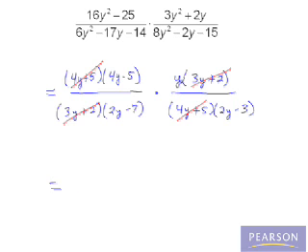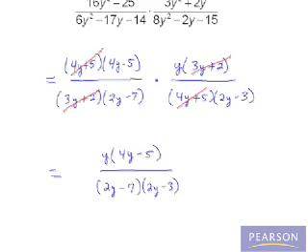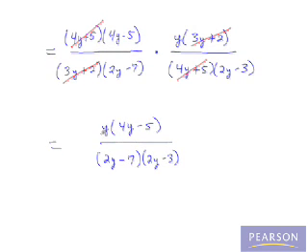Up top, we're left with y times the quantity (4y − 5). And denominator, we are left with (2y − 7) times (2y − 3).